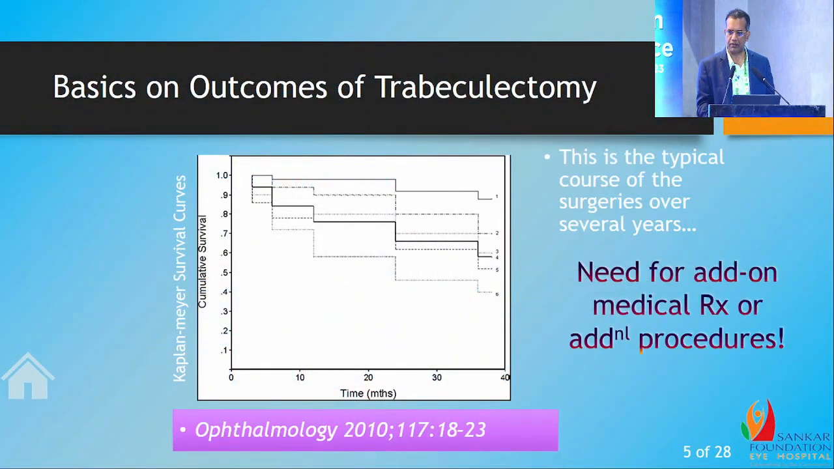First, the basics on outcome. We expect the trabeculectomy to work. If it works or not, we will come to know by the end of 3 months. For cataract surgery, we say 1 week, 10 days or 15 days. But for trabeculectomy we will say 3 months, and there may be a need for multiple injections also. And then only we will be able to tell that yes, this procedure has worked or not.